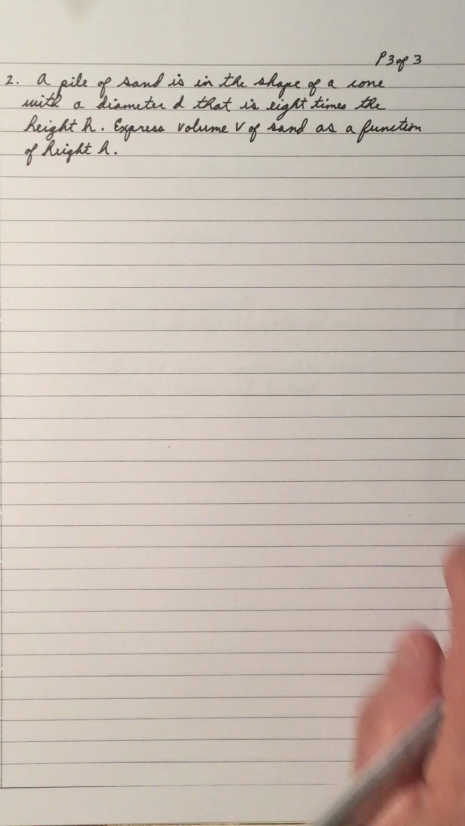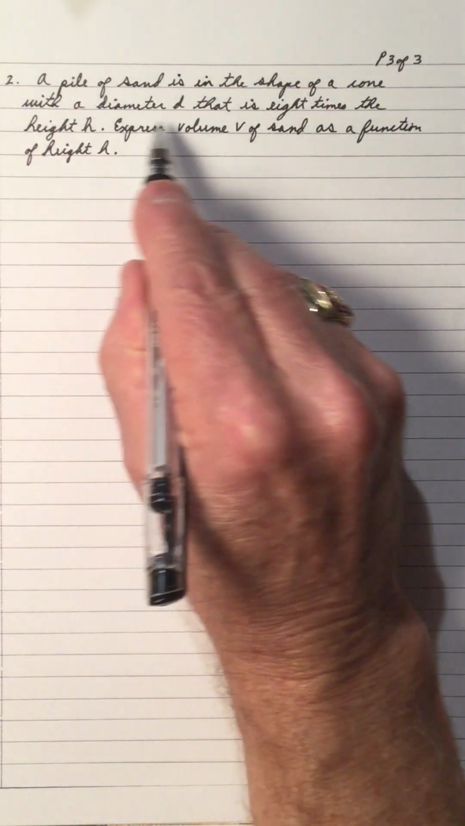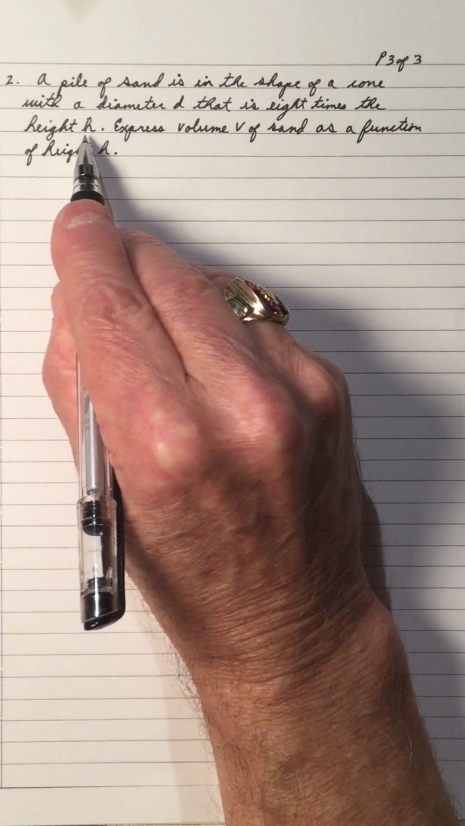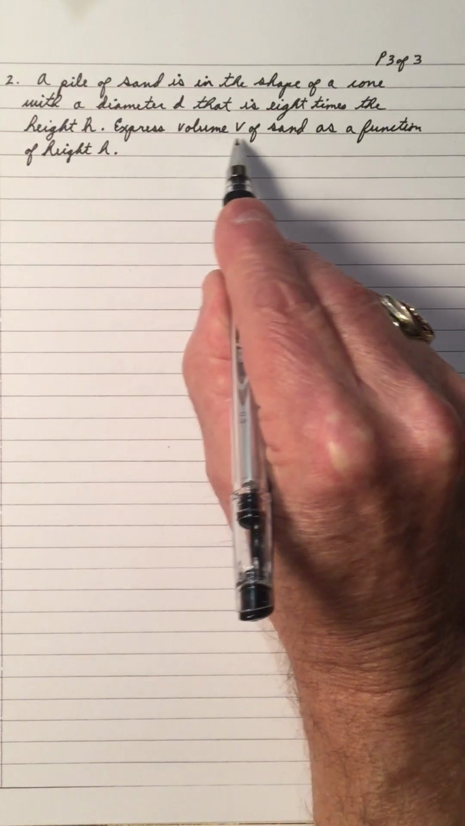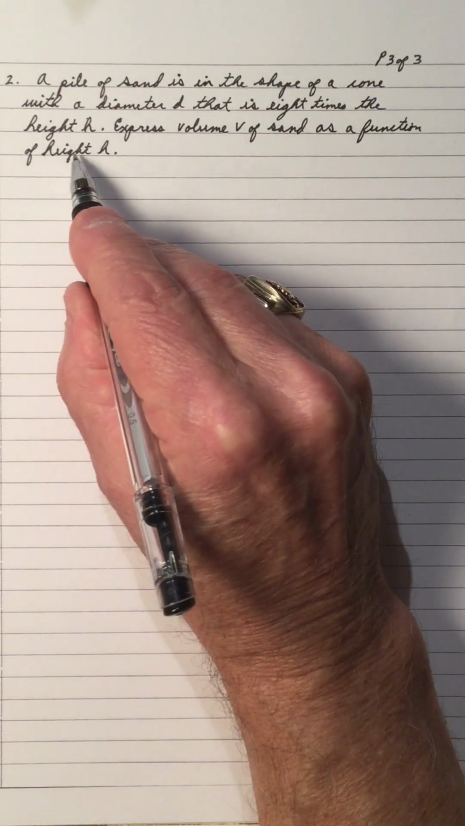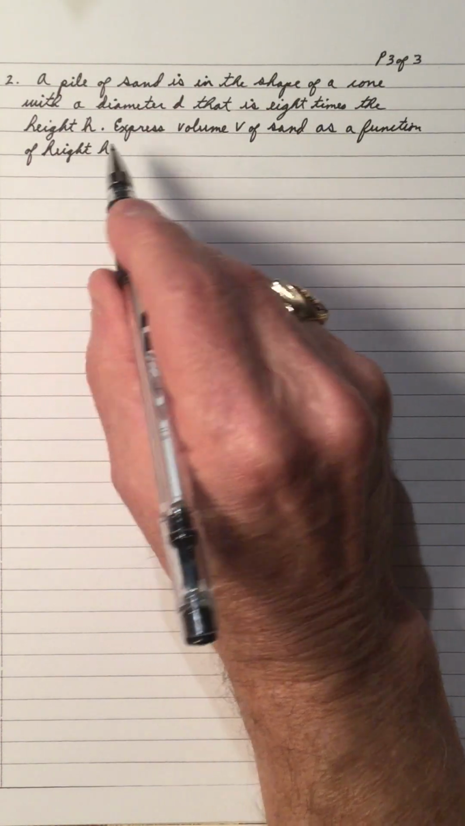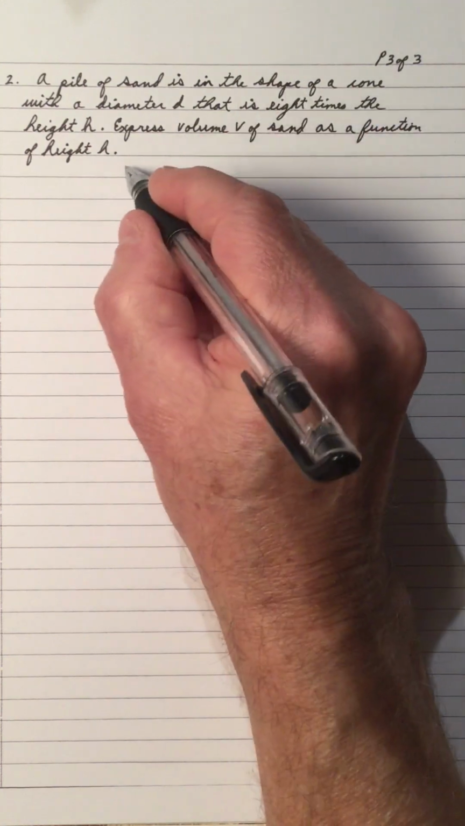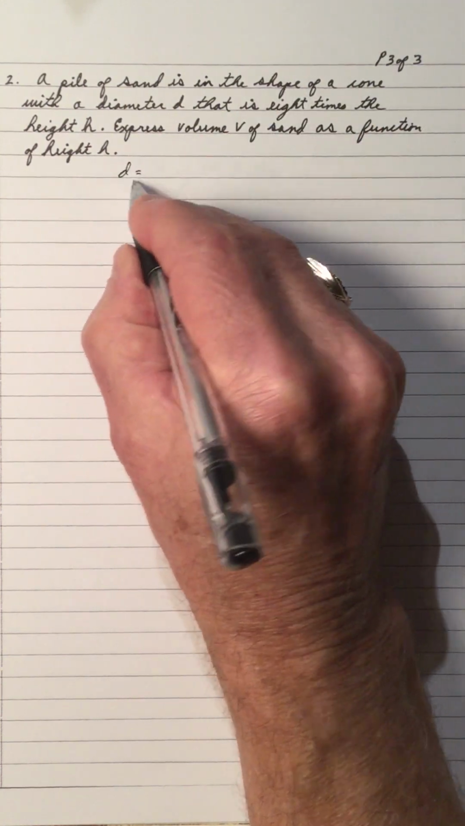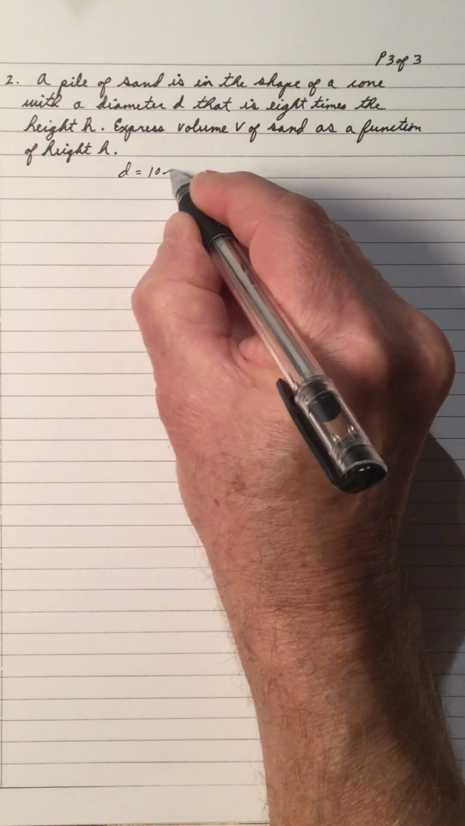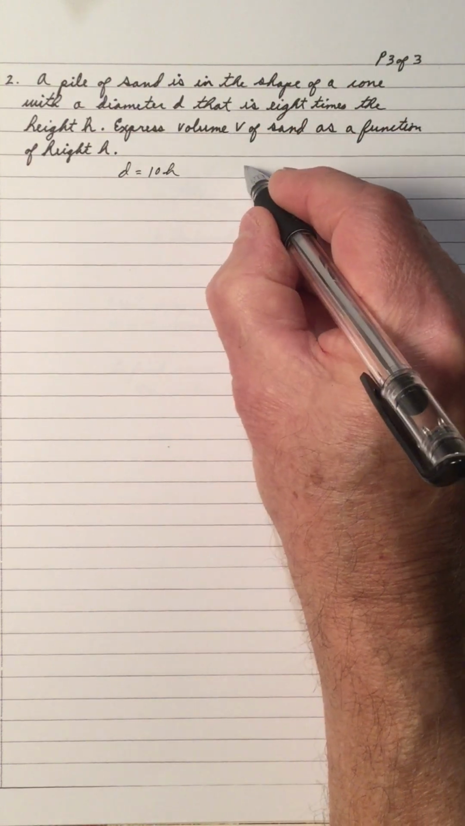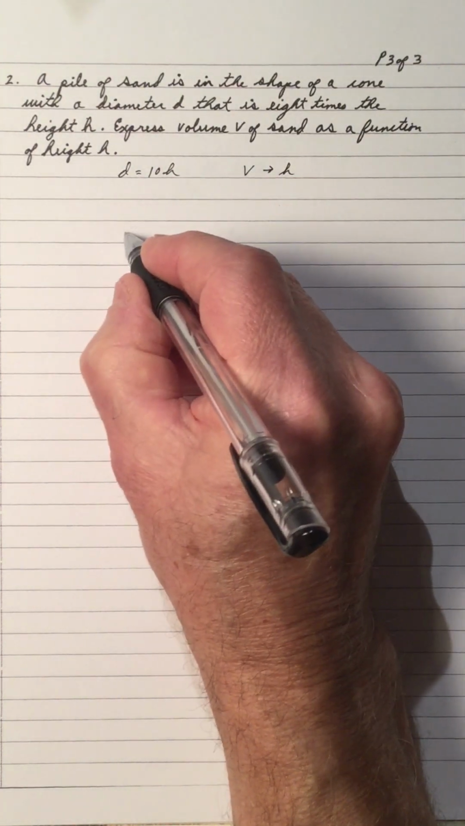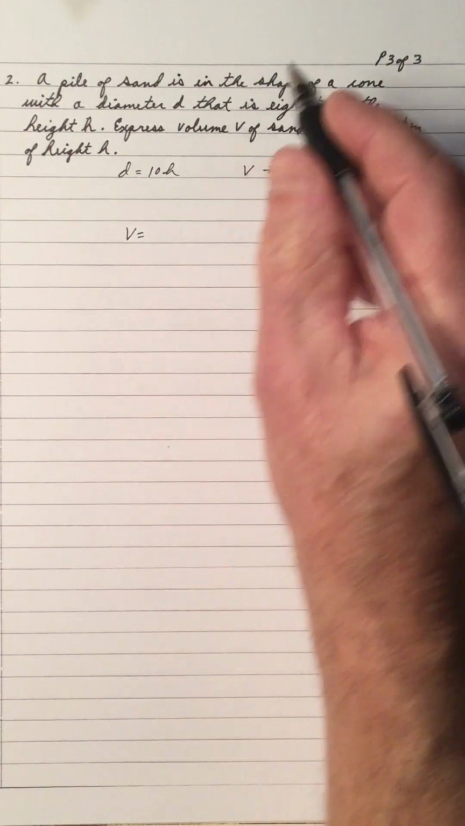A pile of sand is in the shape of a cone with a diameter d that is 8 times the height h. Express the volume of the sand as a function of the height. So we have the diameter d. It says the diameter is 10 times the height, and it says express the volume as a function of the height.